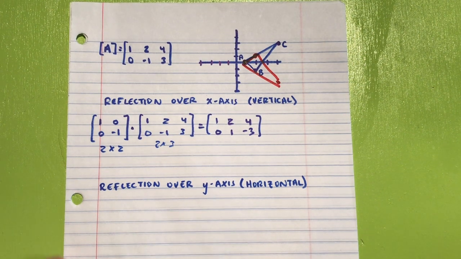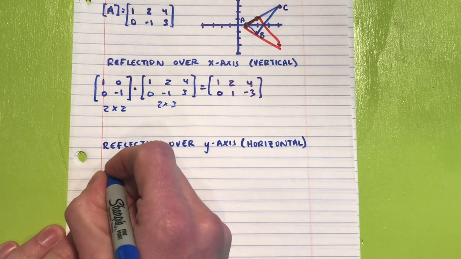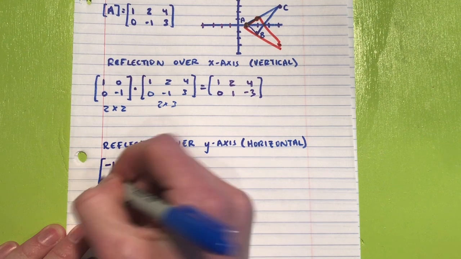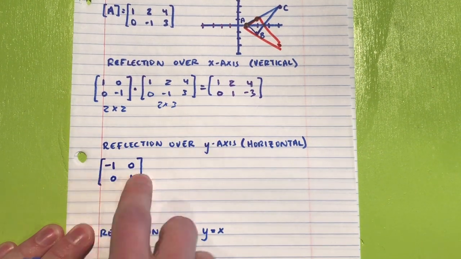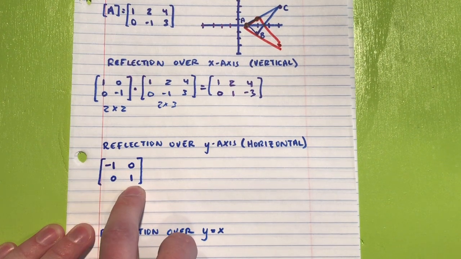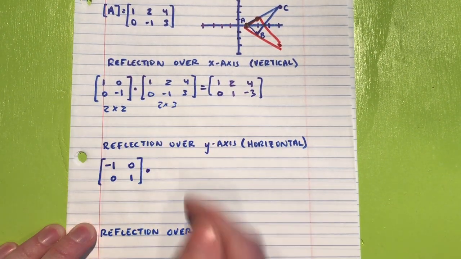Horizontal reflection will be similar, but our reflection matrix is now going to be -1, 0, 0, 1. I think about this as horizontally, we're negating, and vertically, we are staying the same. Again, a 2 by 2 multiplied by a 2 by 3.